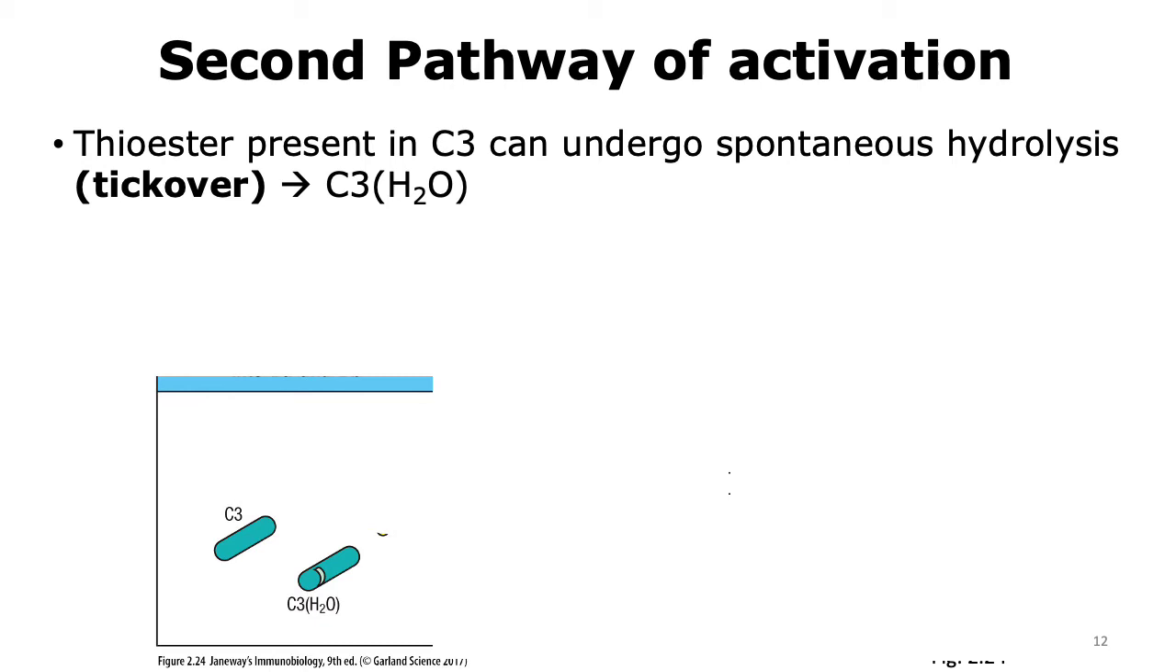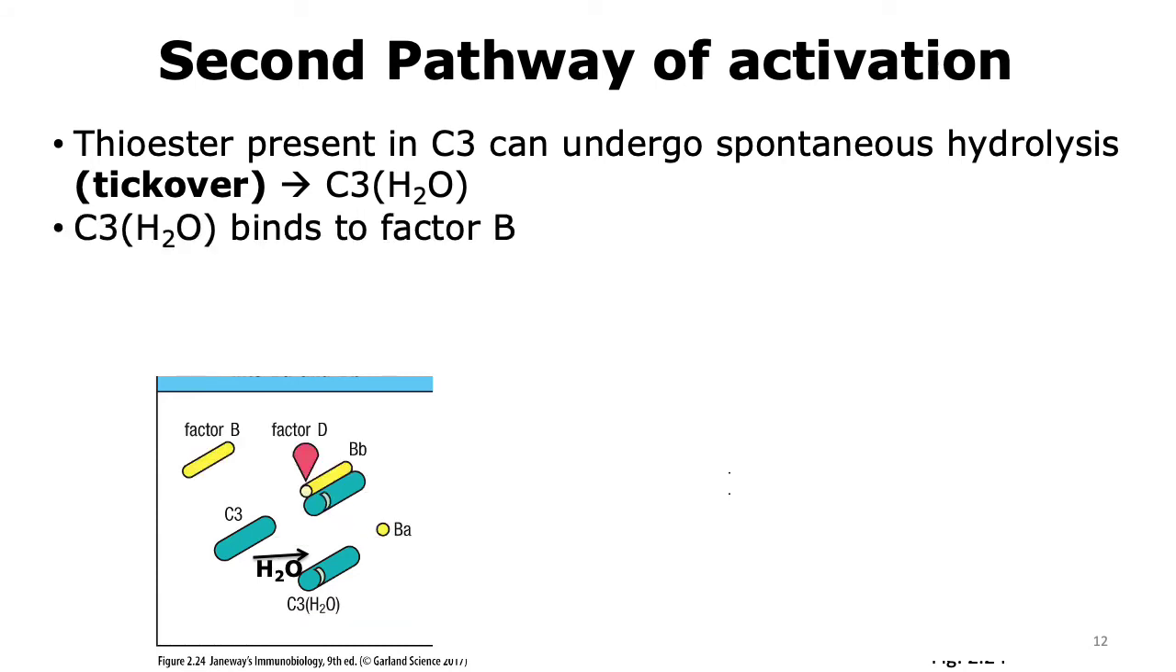Now let us look at the second way by which the alternative pathway can be activated. And for this, we have to go back to the complement protein C3. Now C3 has a thioester that is present as part of its structure that can undergo spontaneous hydrolysis. And this is called tickover. So when water reacts with C3, then this hydrated C3 undergoes hydrolysis and is denoted as C3H2O.